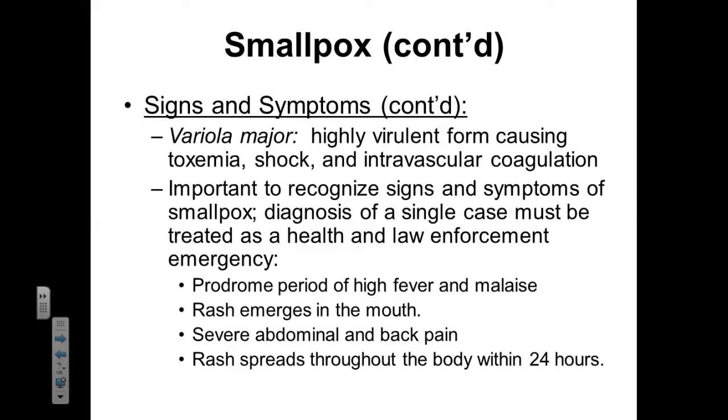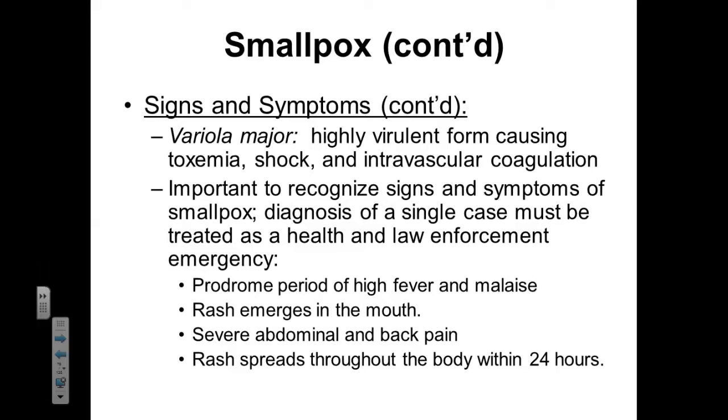Variola major is the form of this disease, and it's highly virulent. It can cause toxemia, shock, and intravascular coagulation. So it can cause a patient's blood to clot in their blood vessels. It's very important to recognize the signs and symptoms of smallpox. A single case of this must be treated as a public health emergency.